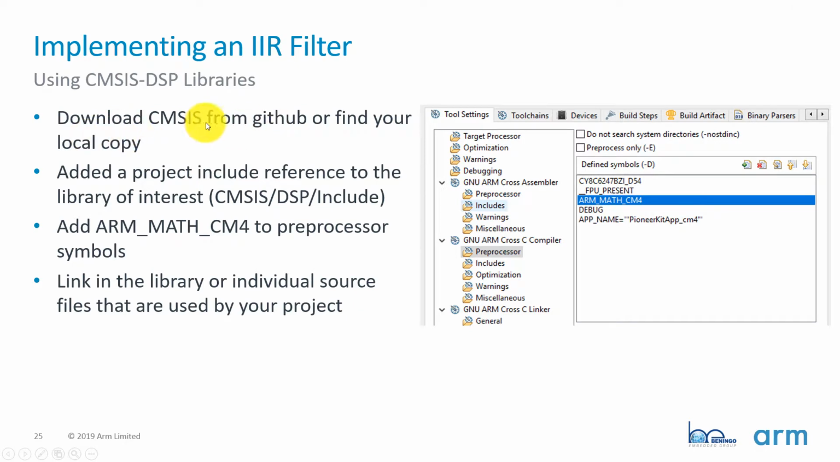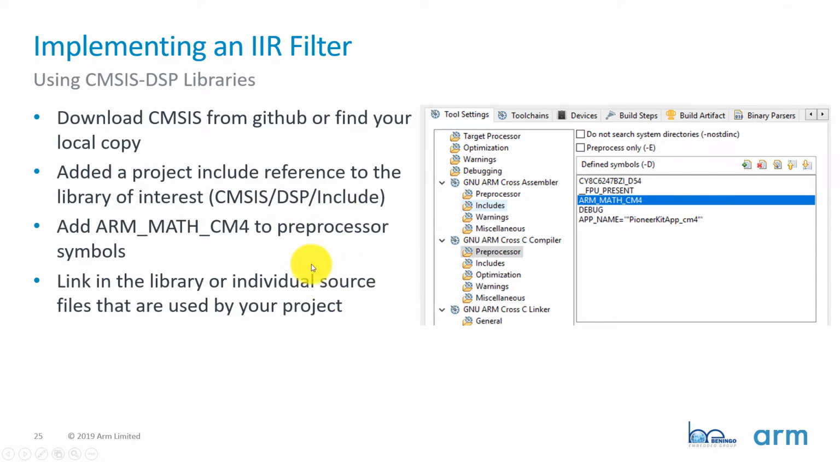I found that sometimes a real easy way to do this is just to follow a couple simple steps. First, you can download the CMSIS library from GitHub, or you find your local copy. Once you've done that, you do need to add in a project include reference to the library of interest. So, for example, if you look at the directory structure for the CMSIS library, it goes CMSIS DSP and then the include directory. And at the CMSIS level, there's things like DSP, RTOS, neural networks, and all kinds of other cool things that are in there. But you want to make sure that you include the DSP library.